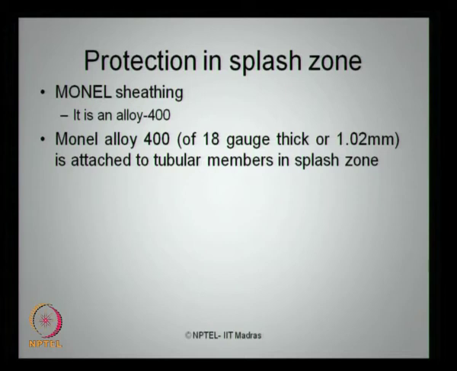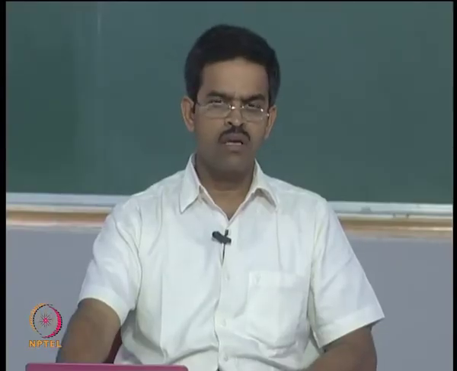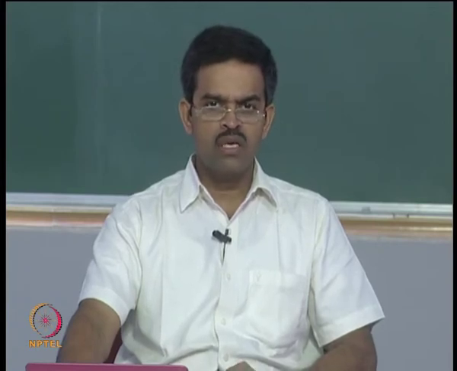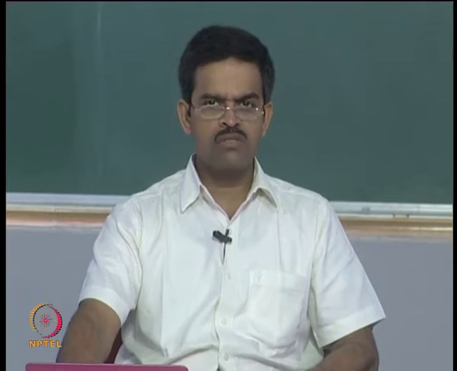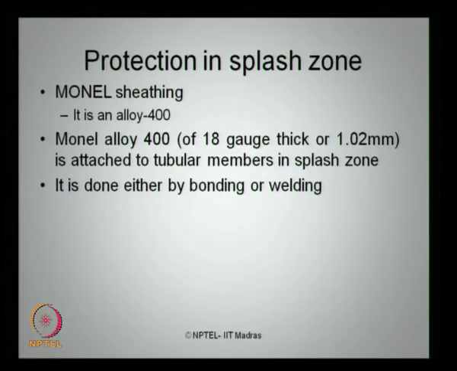Remember, ladies and gentlemen, providing this kind of protection by putting an aluminum or Monel sheathing will not be helpful for the entire length of the member. It is effective only in the splash zone where the corrosion rate is the maximum. So, Monel alloy 400 is a common practice, used as a sheathing attached to the tubular member only in the regions of splash. It is done either by bonding, simply fixing the Monel sheathing with an adhesive on the parent member, or you can also weld this Monel alloy 400 sheathing to the parent member.